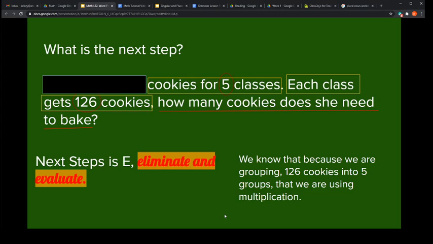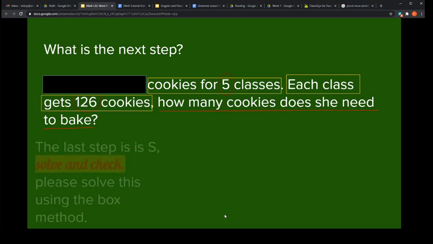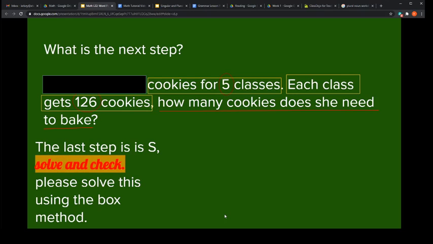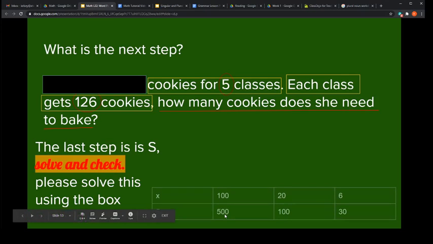We know that because we are grouping 126 cookies into 5 groups that we are using multiplication. The last step is S, solve and check. Please solve this using the box method. And the answer we see here is 630.